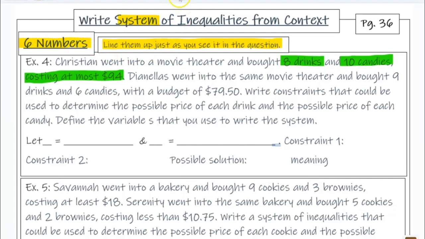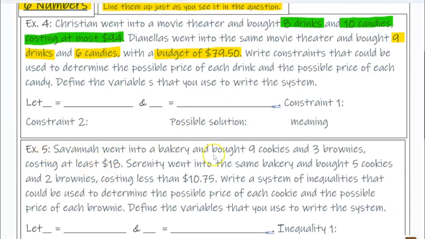Now I'm going to change my color, so just pick a different color, and you're going to highlight the next 3 numbers. Daniela went to the same movie theater and bought 9, and here's the first number, and then tell me what that is about. So it's 9 drinks. And 6 is another number. What's the 6 talking about? Candies, with a budget of $79.50. So that's another number, and you're going to highlight the keyword that goes with it. When you've seen 6 numbers, all you have to do is line them up as you see them in the question. Go ahead and pause the video and look through your question and highlight 6 numbers as well as what they're referencing.